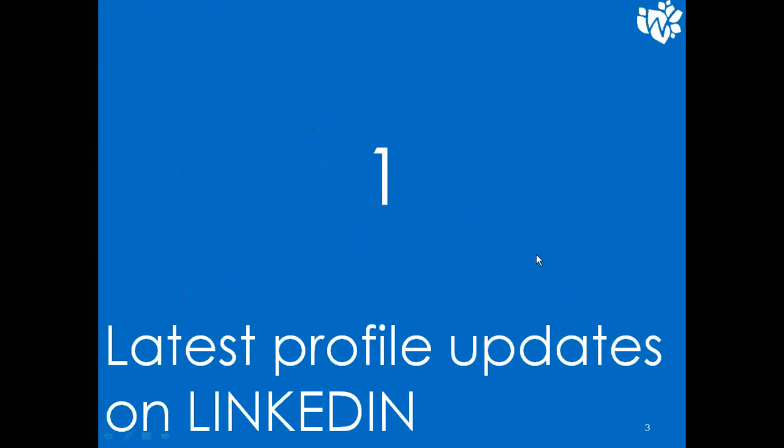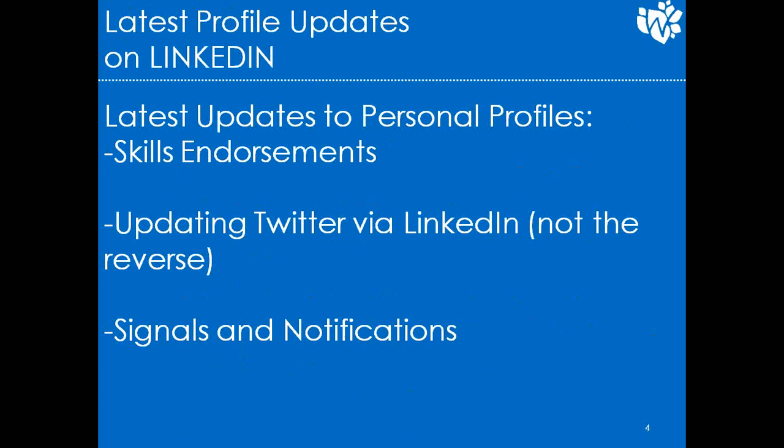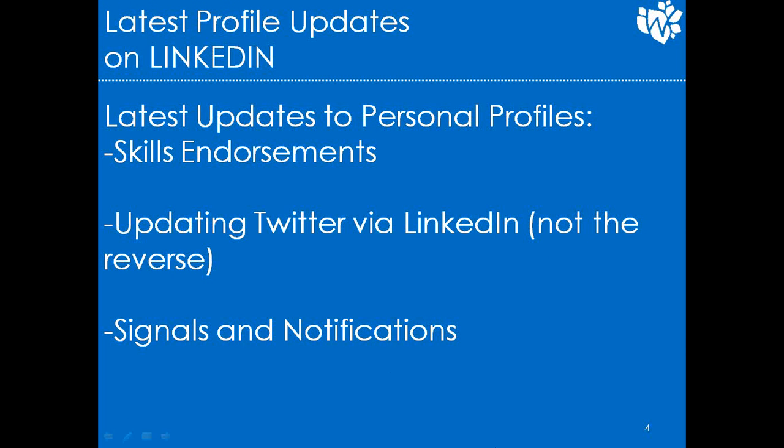So first, we're going to look at the latest profile updates on LinkedIn and what's been going on. I don't know if you've noticed or if you've been on, a lot has changed on LinkedIn. It looks like a totally different social media website now, which is great for them, definitely. So the things we're going to look at first are skills endorsements, and then we'll take a look at updating Twitter via LinkedIn. They changed it where you can update Twitter through LinkedIn, but you can't update LinkedIn through Twitter. So we're going to talk about that a little bit, as well as signals and notifications.